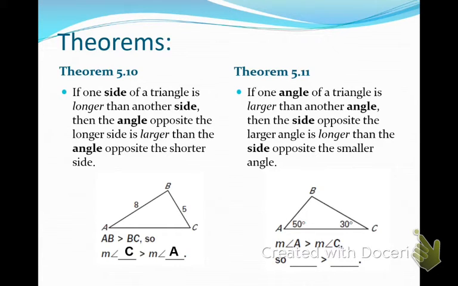If one angle of a triangle is larger than another angle, then the side opposite the larger angle is longer than the side opposite the smaller angle. Angle A is 50, angle C is 30. A is greater than C. So what can we tell about the sides? What could I say there?